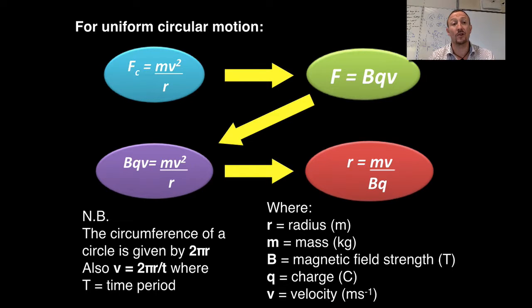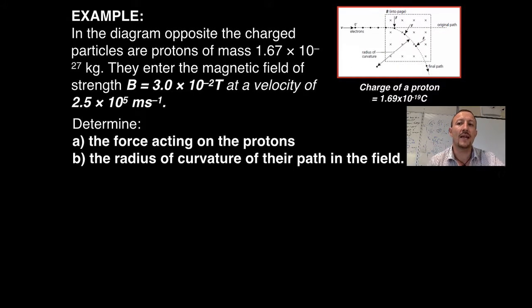So let's have a look at a quick question here. Now here we've got a diagram where you can see we've got a proton, basically which is moving into a magnetic field, and the result is that as it moves in, it doesn't produce a full circle, but basically it's being diverted into its final path.